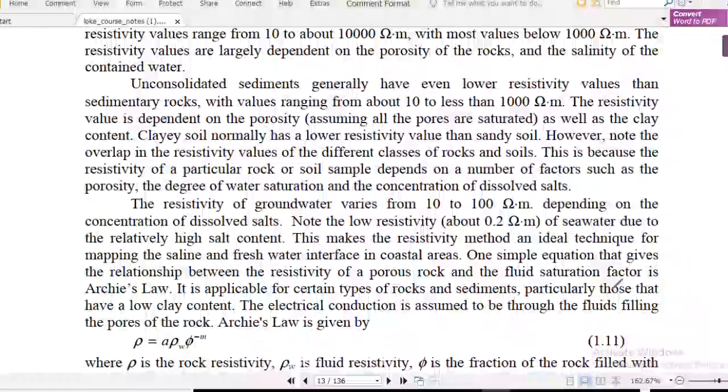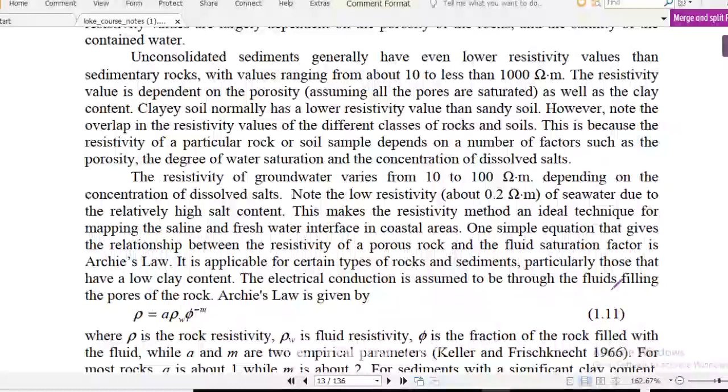Unconsolidated sediments generally have even lower resistivity values than sedimentary rock, with values ranging from 10 to 1,000 ohm. The resistivity value depends on porosity, assuming that the pores are saturated, as well as the clay content. Clayey soil normally has lower resistivity value than sandy soil. However, note the overlapping resistivity values of the different classes of rock and mineral.